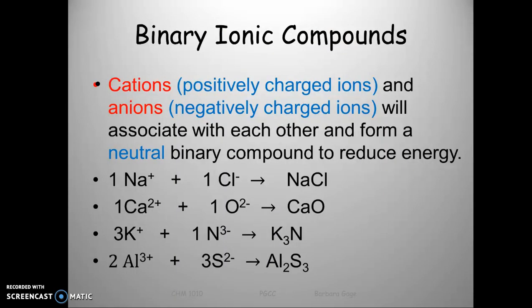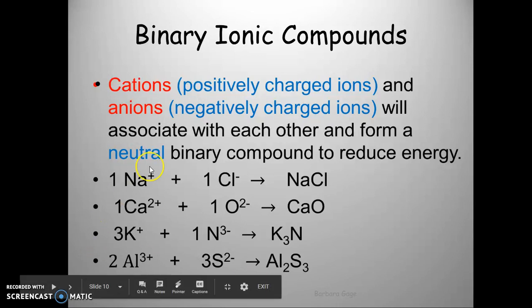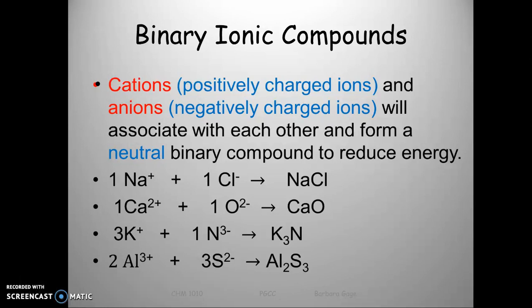So what happens? All right, we've got these cations that are positively charged, anions that are negatively charged. They are actually going to bond together. Their electrical forces cause them to come together, and the electrical forces that attract them together is what's actually holding them together. But when they come together, notice that they make a neutral compound, and we're calling it a binary compound because there are two atoms associated together.